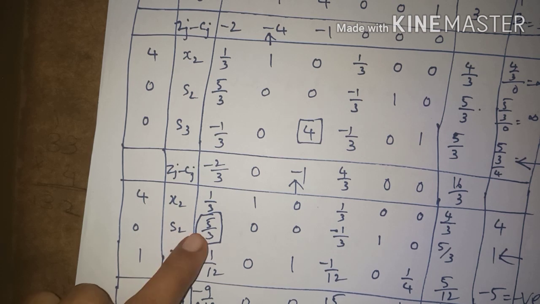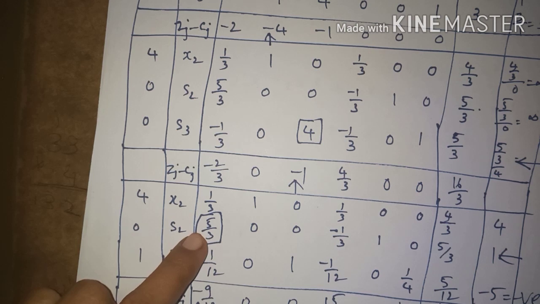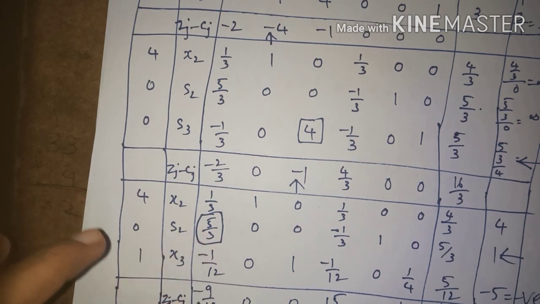Now first I'll convert the pivot element into 1. 5 by 3 divided by 5 by 3 is 1. 0 divided by 5 by 3 is 0. 0 divided by 5 by 3 is 0. Minus 1 by 3 divided by 5 by 3, the 3s cancel, is minus 1 by 5. 1 divided by 5 by 3 becomes 3 by 5. 0 divided by 5 by 3 is 0. 5 by 3 divided by 5 by 3 is 1. Like that, I converted the pivot element into 1.